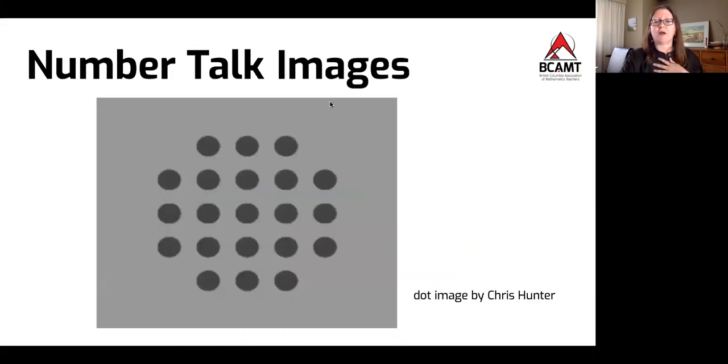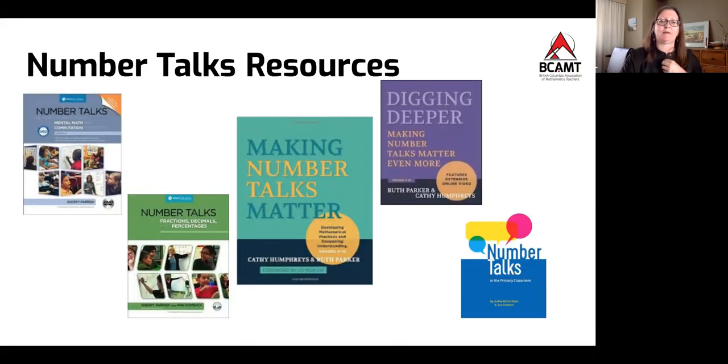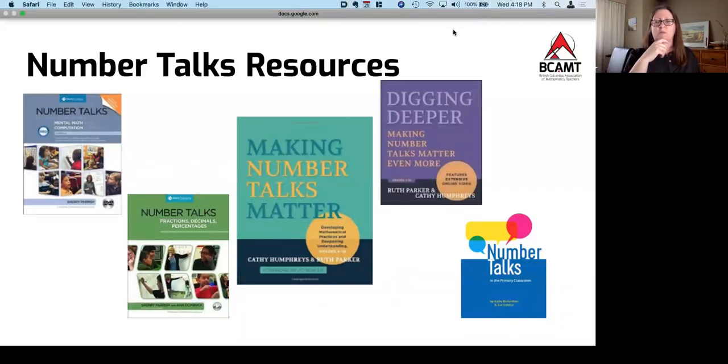And then the far right, sorry, back one, the far right, is a relatively new book by Kathy Richardson and is available by Didax. There's Number Talks in the Primary Classroom. There's also, for those of you that are interested, one for preschool classrooms as well.